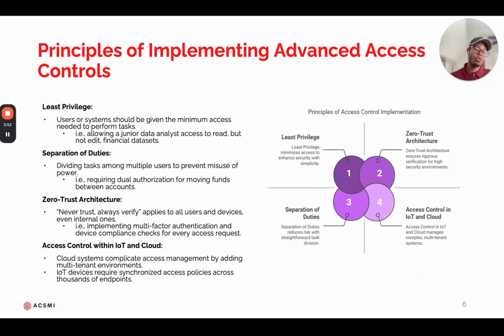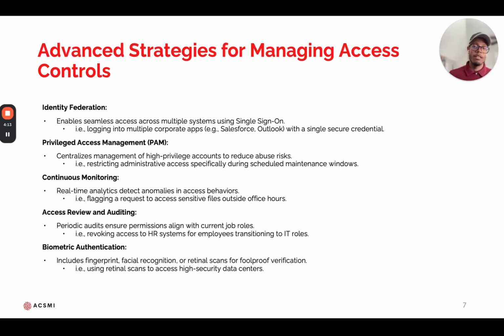And then you have access control within IoT and cloud devices. So cloud systems, it kind of makes it a little bit more complicated when we're talking about access management because you're adding on multi-tenant environments. So you're not just looking at a private cloud or a hybrid or a public cloud. Now you got a lot of things going on inside one environment. So some strategies though for managing these access controls are going to be identity federation, privileged access management, continuous monitoring. Now these are all ways you can take it a step further.